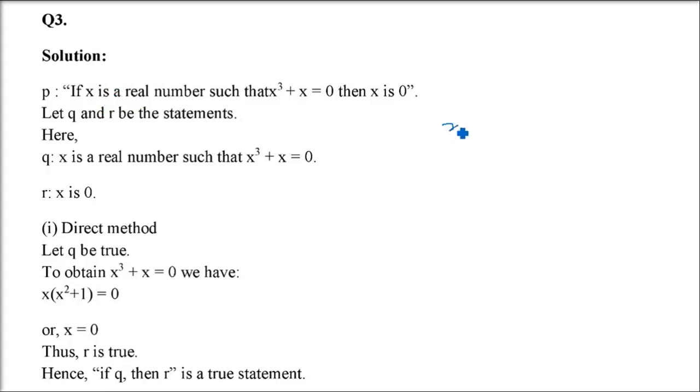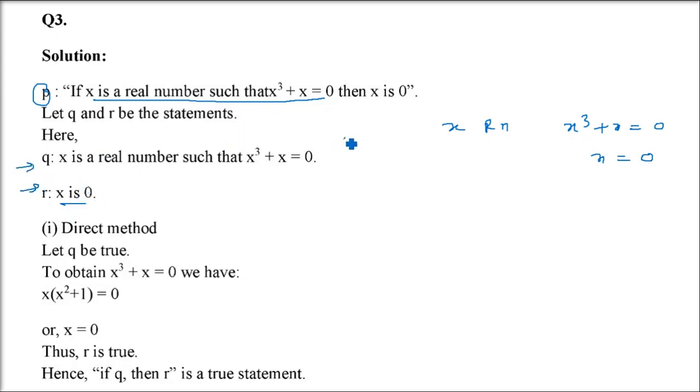So first divide them into proper statements. If p is the given statement, let us divide it into the required component statements. One we can take as q, one as r. So q we can take as: x is a real number such that x cube plus x equals 0. And r you can take as: x is 0.